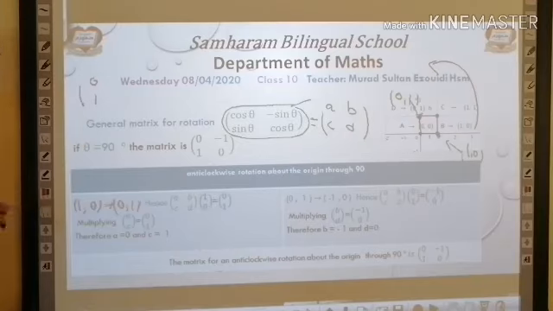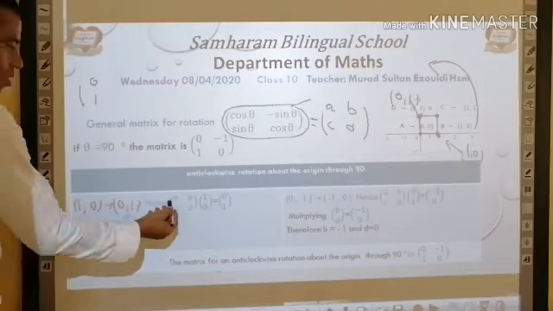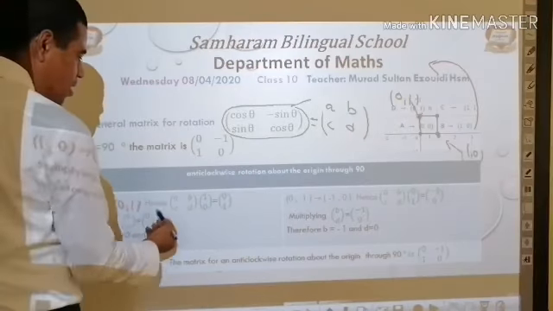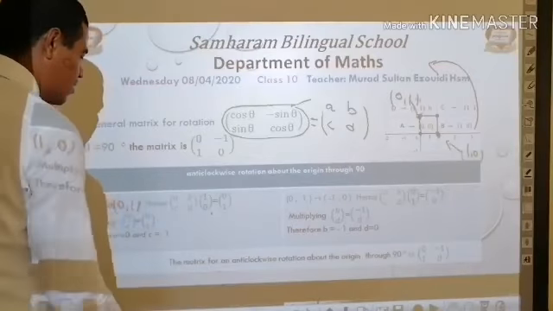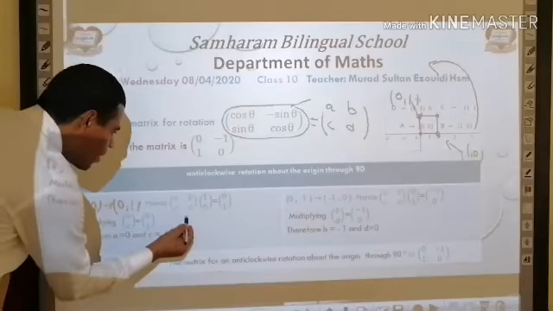Then, the next one. In order to find the image, I should multiply this matrix by the column vector 1, 0. A multiplied by 1 is A.